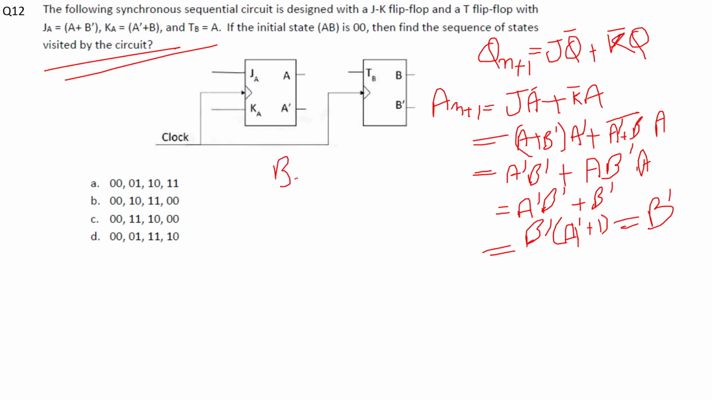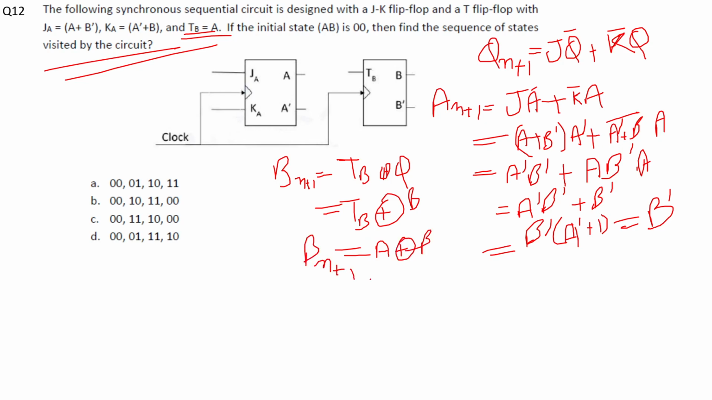Similarly, Bn plus 1: B is the output of the T flip-flop, and for a T flip-flop, Qn plus 1 is equal to T XOR Q. So it's T XOR B, and T is your A. So it's A XOR B. So Bn plus 1 is A XOR B, and An plus 1 is B bar.